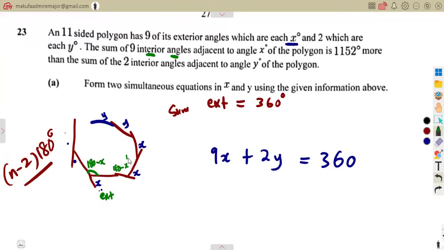Remember, they are the same, 180 minus x. For those two of y, they are going to be written in terms of y, the same thing again: 180 minus y, 180 minus y. So the interior angles are written in terms of 180 minus y and 180 minus x. There are 9 of them in terms of x, which is 180 minus x, 180 minus x, and so on.